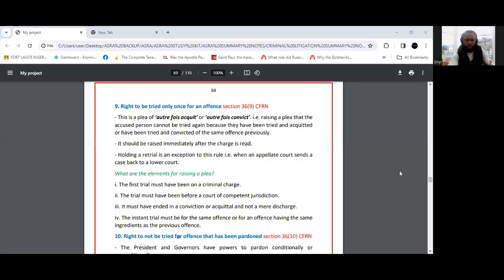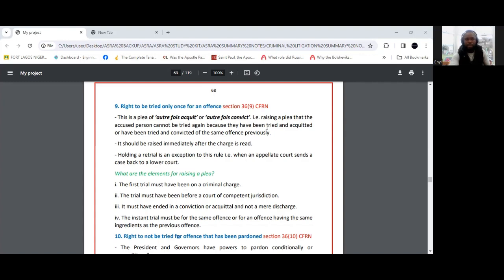Hi, so today I'm going to be talking to you about the plea of autre fois acquit or autre fois convict, which is one of the pleas that a defendant can raise upon arraignment. So, autre fois acquit or convict is basically the plea that is raised where a defendant is claiming that they cannot be tried for the offense for which they have been arraigned because they have been tried before for that offense and were convicted or acquitted. Something some of you would know as double jeopardy.